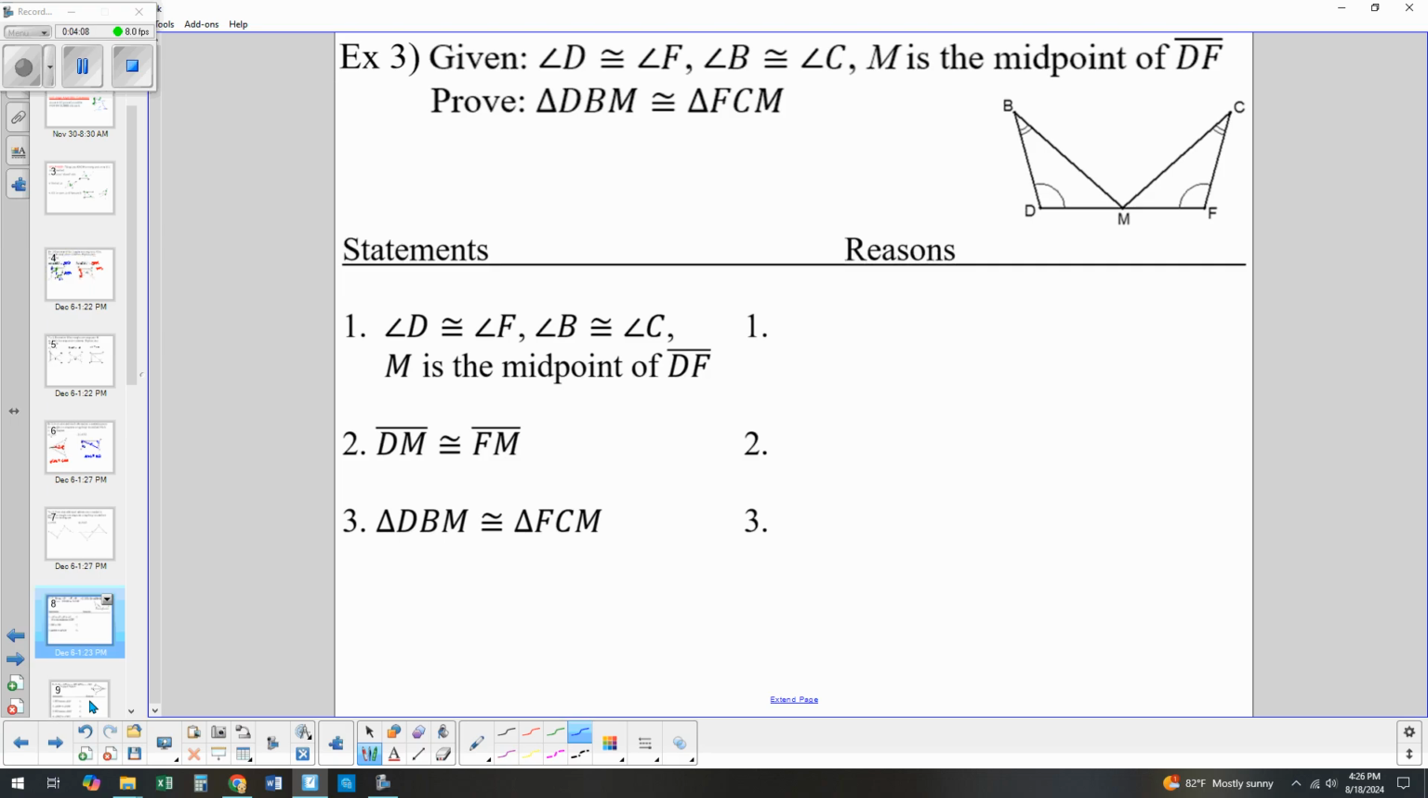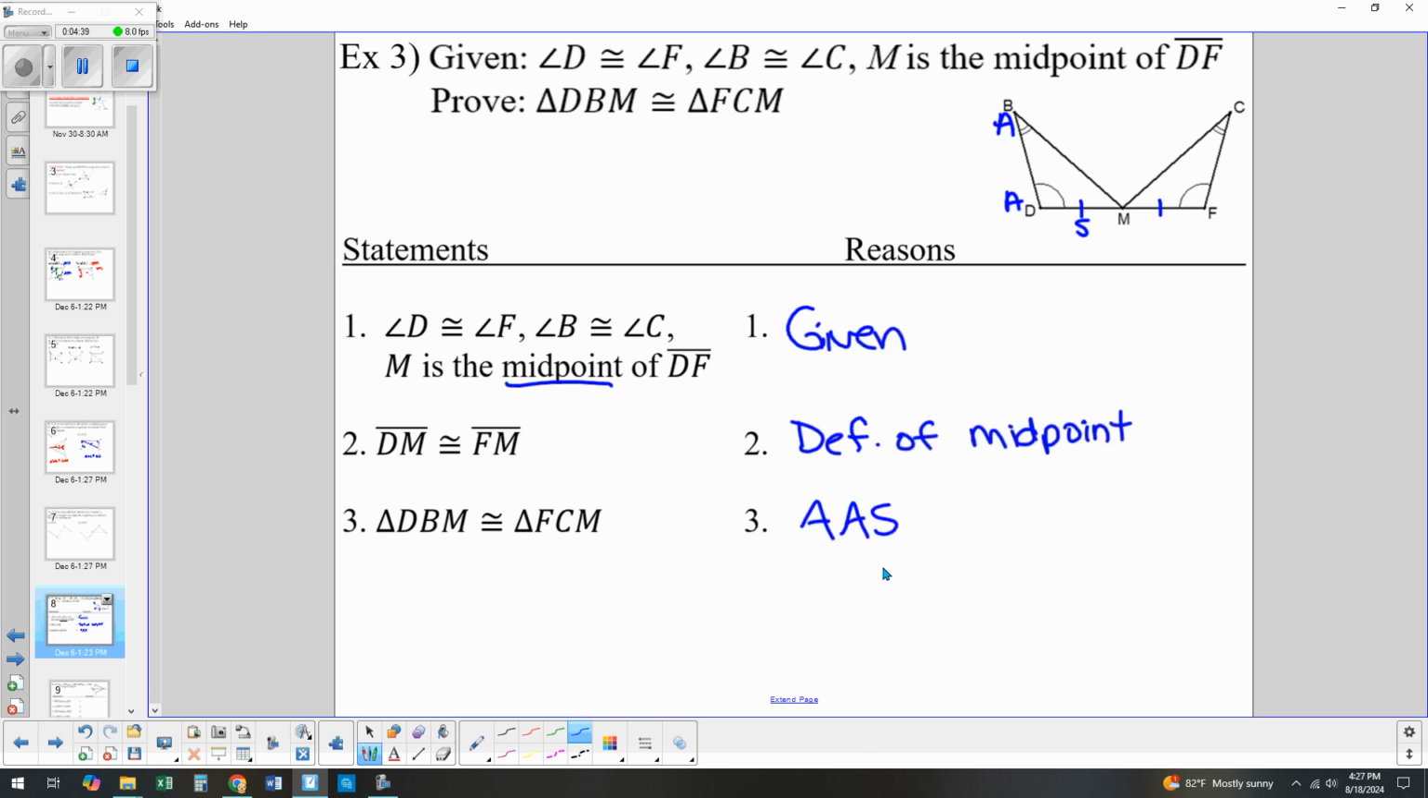This one gives us a whole heck of a lot of information, but we kept it all into step 1. We did see the word midpoint in our given statement. M is the midpoint of DF. So now that we're making DM and FM congruent, that would be the definition of midpoint. And we already have enough information in our picture to say that the triangles are congruent. I have two angles and the side not between them. So my method will be AAS.